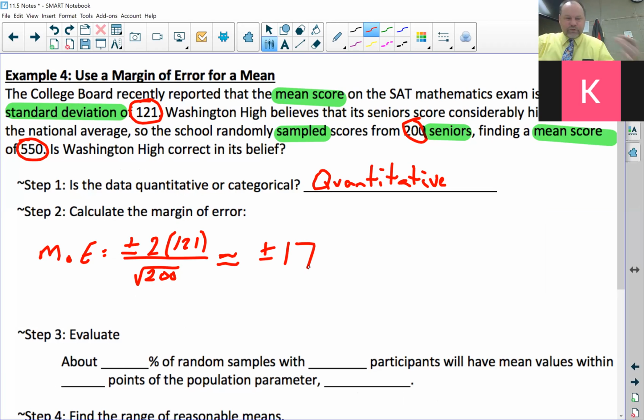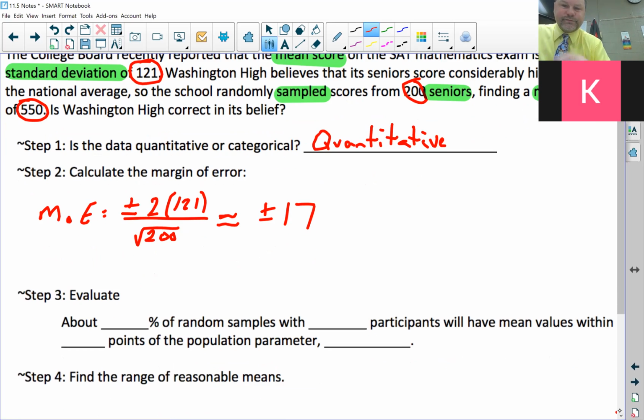Now, here's the big part, the evaluate. So what does that tell us about the data? So that means about 95%. And the reason we can say 95% is because we said that the means are approximately normal. So we've got that normal distribution, and we went 2 times the standard deviation. Remember, 95% of our data from the empirical rule would be within 2 standard deviations.